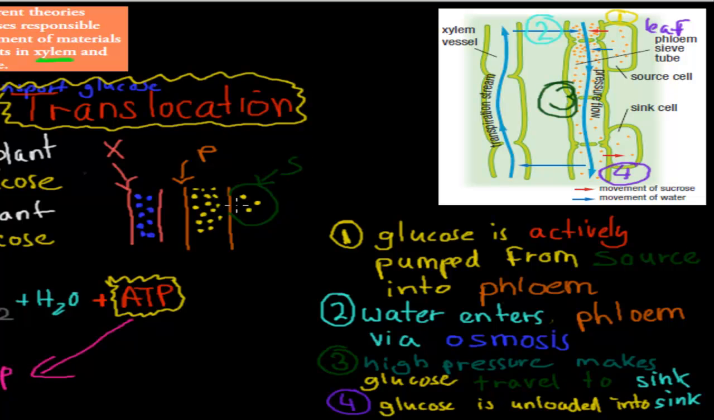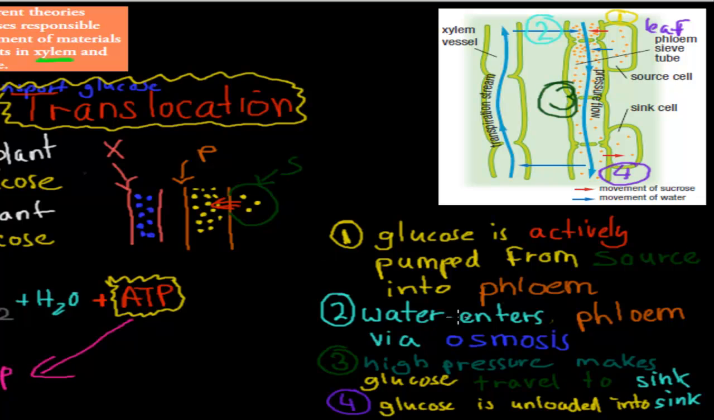So again, I've got the same picture here. You can see I've got 3 here, maybe a zillion here, but we still want to make sure we get that glucose into the phloem. So the P stands for phloem, S stands for source, and we're going to actively pump even those remaining 3 from here into our phloem. All right, so that's the first step, label number 1. Glucose is actively pumped from the source into the phloem.